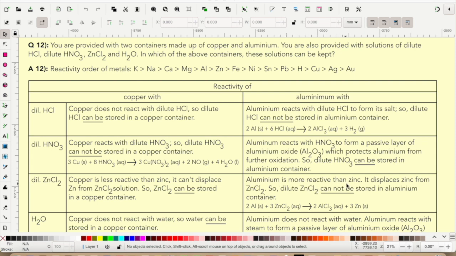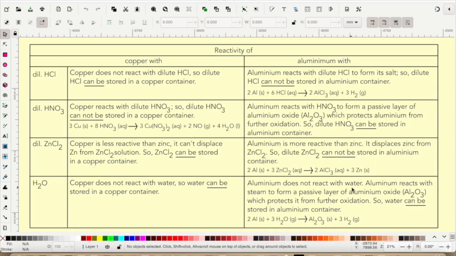Aluminium is more reactive than zinc. It displaces zinc from zinc chloride, so zinc chloride cannot be stored in an aluminium container. The reaction takes place like this: 2Al plus 3ZnCl2 makes 2AlCl3 plus 3Zn.